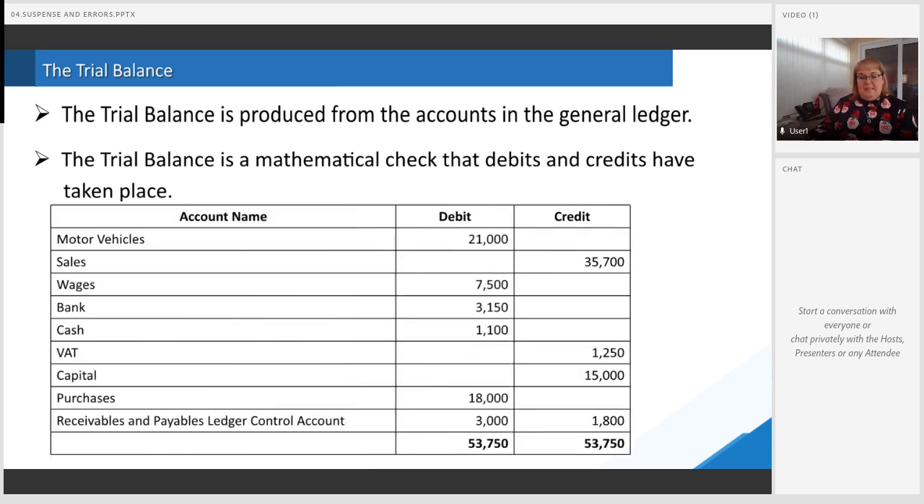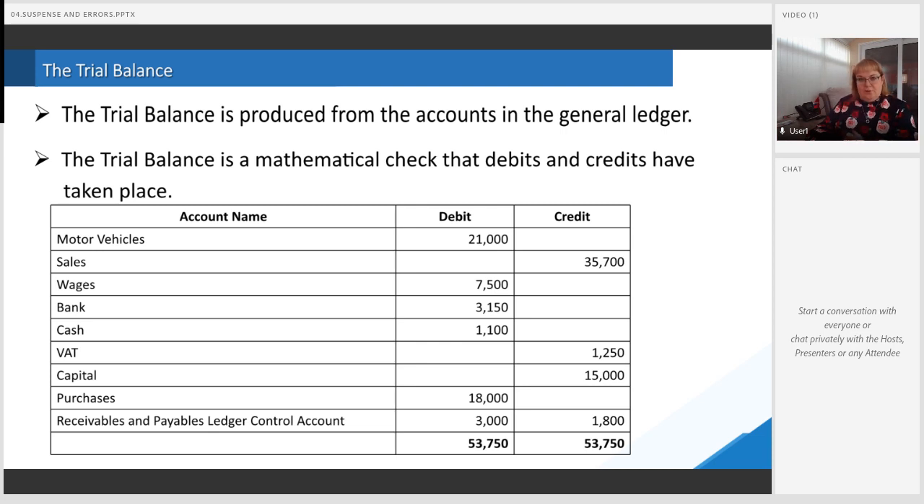Now you can see in this example that I've got a debit and a credit column that both agree on £53,750. So I can say with confidence that my debits and credits have occurred and they've taken place. What I can't say with confidence is that all those figures are right. But that feels odd, because surely if my trial balance works, surely everything's okay.